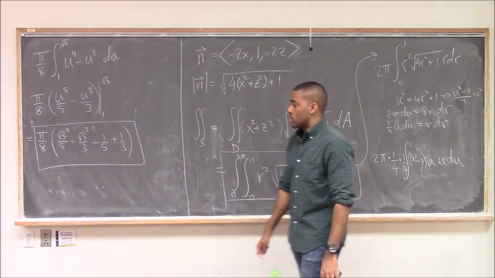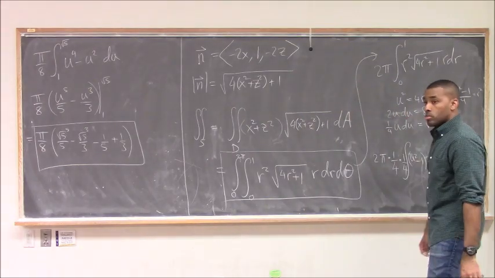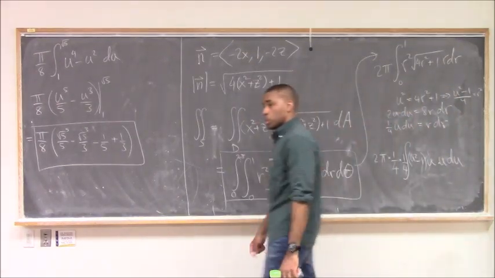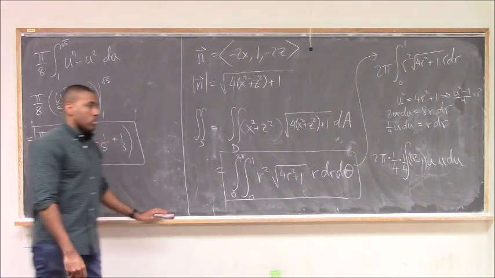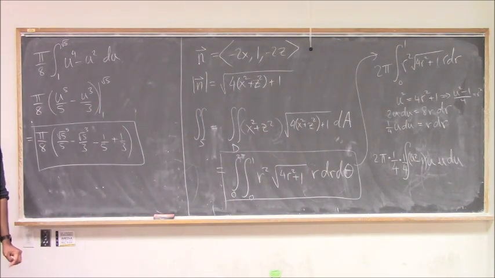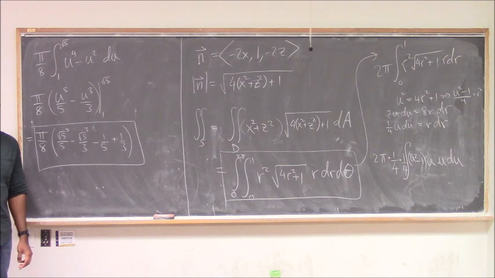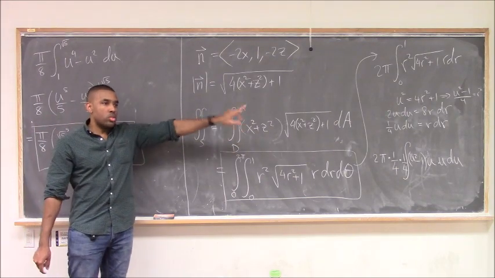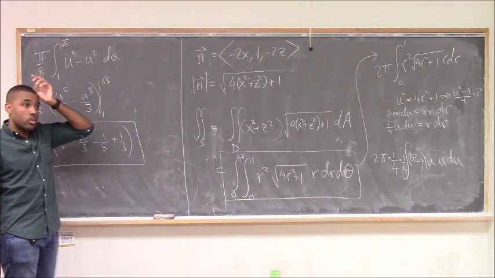Yes. Question: since you're integrating over the area of the circle, can you just multiply by pi r squared of your circle? No? Why can't we do that? Did you guys hear his question? He said we're integrating over a circle. Why didn't we just do the pi r squared trick?